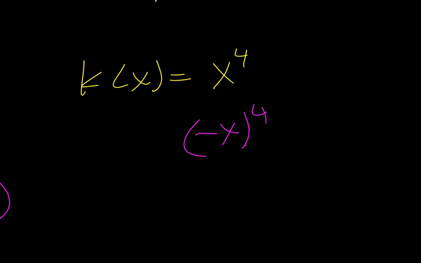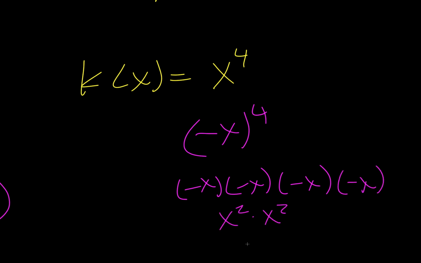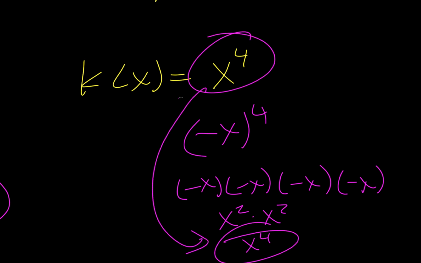Okay, k of x equals x to the fourth. So let's try that one. Put in a negative x. Negative x to the fourth would be negative x, negative x, negative x, negative x. So that's x squared times x squared, x to the fourth. Compare that to the original. And since the signs are the same, this is an even function. If you need additional help, please come to Math Lab. Until then, calculator.